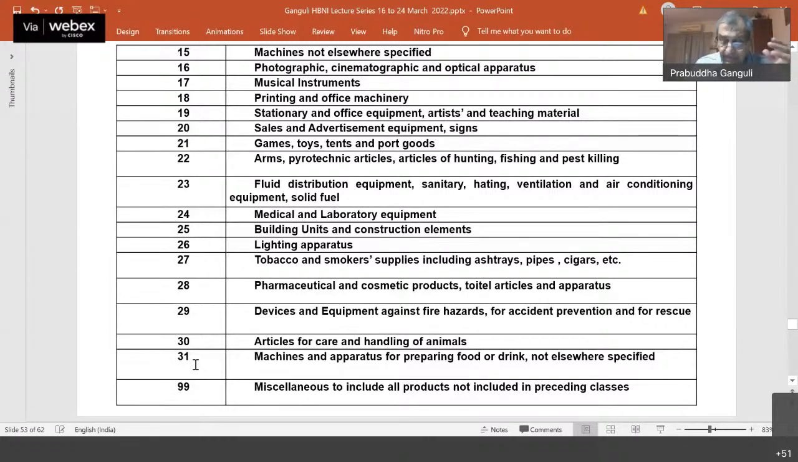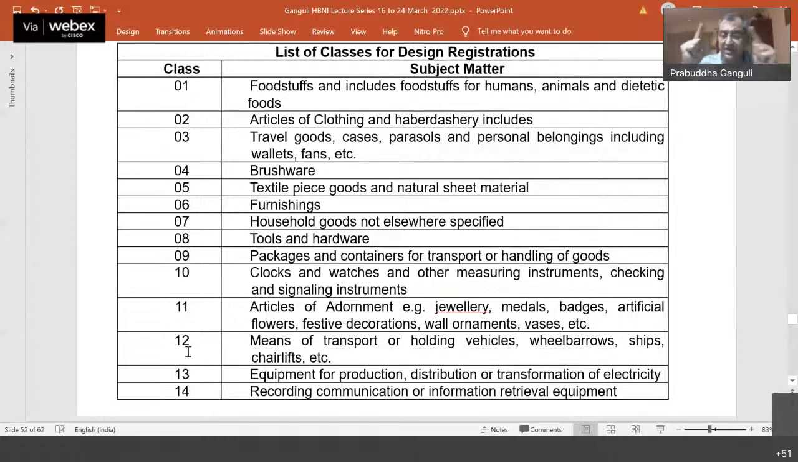And these class numbers which you're seeing here, like we had the international patent classification, this was one aspect. Similarly, for the design classifications, there is also this international system. So all these class numbers are international.